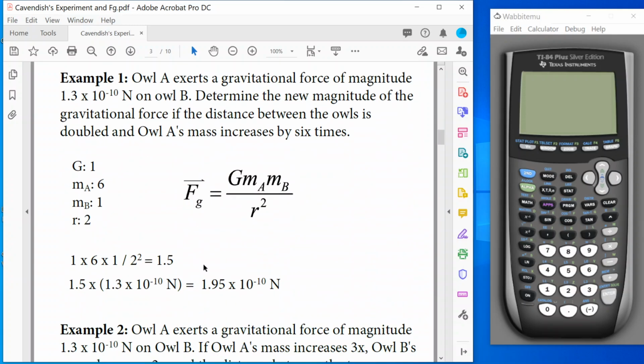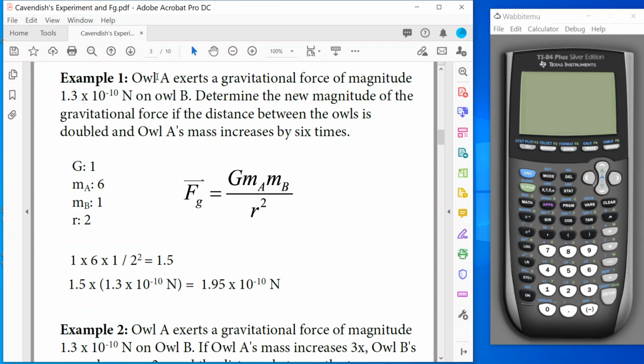So we're going to do a couple of examples, so jumping back up closer to the top of page 10. Example 1 is what I call a proportion problem, because you'll see when we read it, we don't actually know what owl A's mass is in kilograms. We don't know owl B's mass, and we also don't know what the distance is in meters. However, when we read the question, we'll see that we do know how these variables are changing. So we don't know what their values are, but we know how they change.